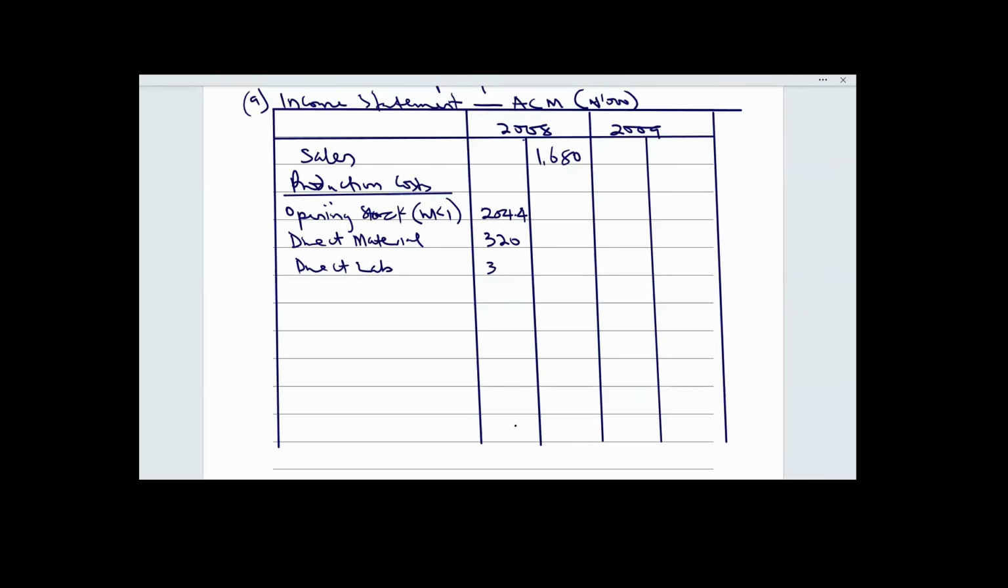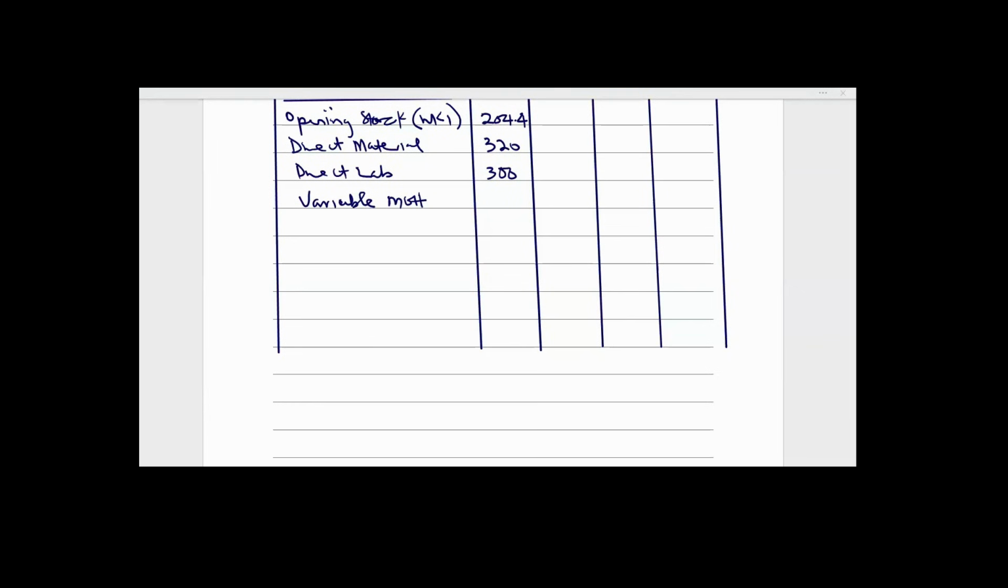Then, do we have direct expenses? We don't have direct expenses, but we have variable manufacturing overhead. The variable manufacturing overhead is 1 naira 20 kobo multiplied by the units produced of 200,000. So that would be 240,000.